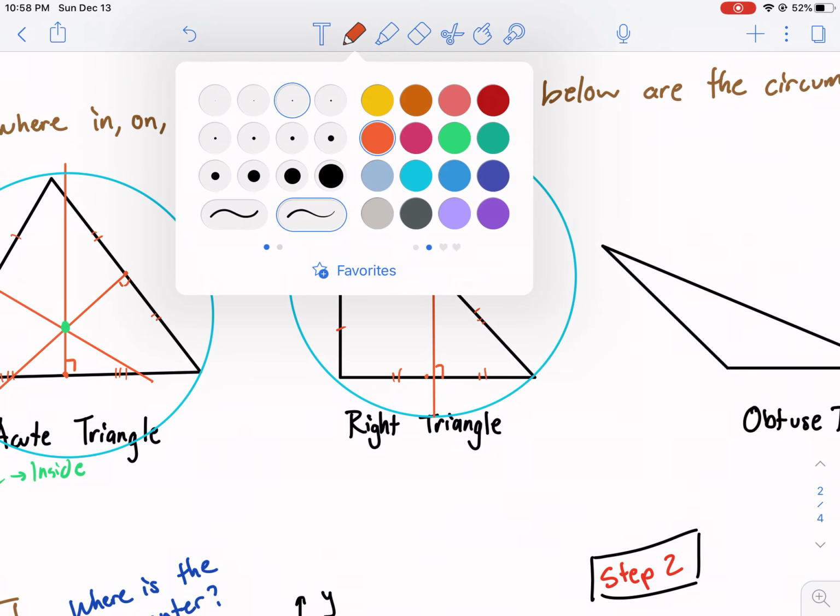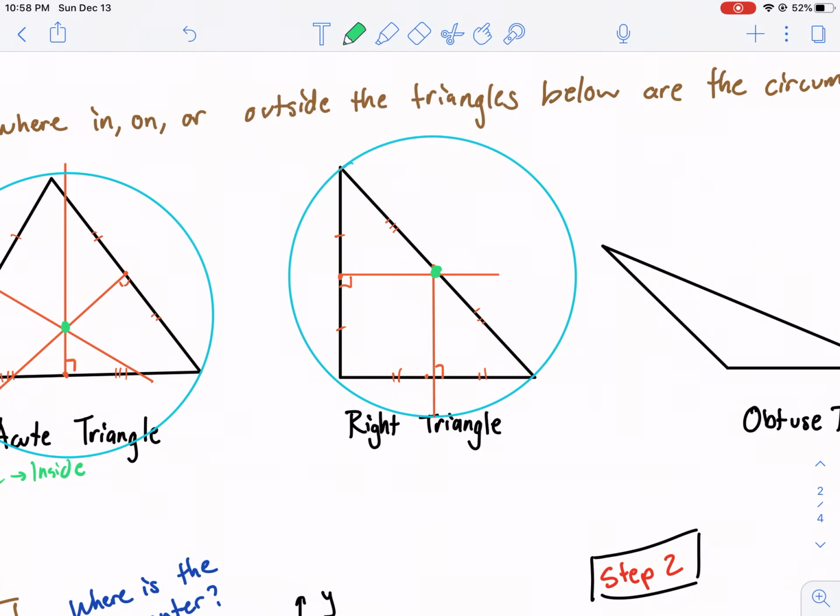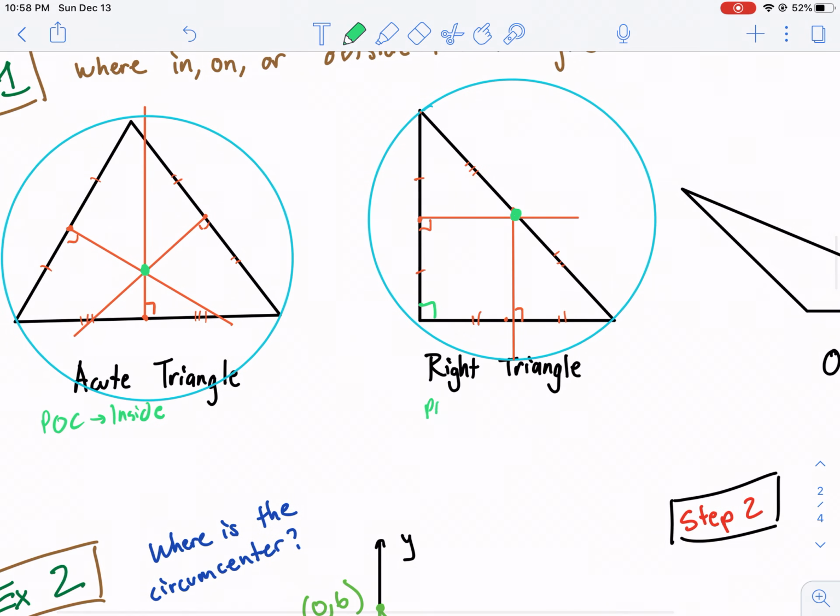Where does it meet up? Well, it meets up on the hypotenuse. So for a right triangle, the POC is on a side. And more specifically, it is on the midpoint of the hypotenuse. So on the midpoint of hypotenuse.